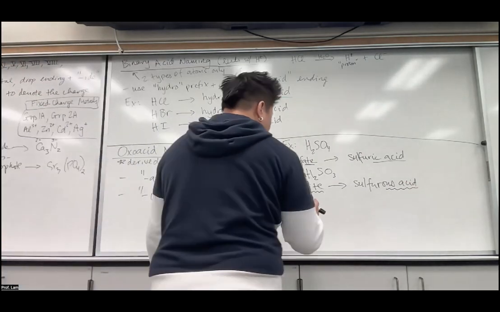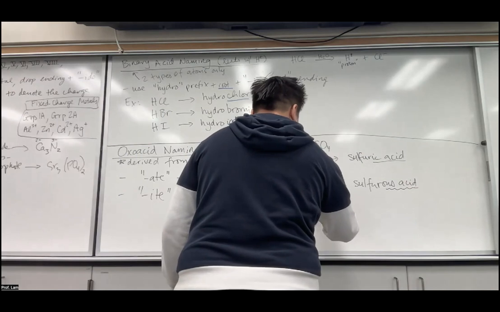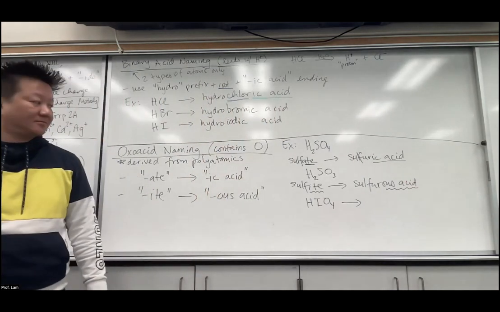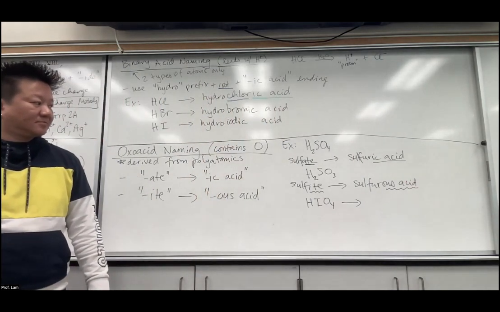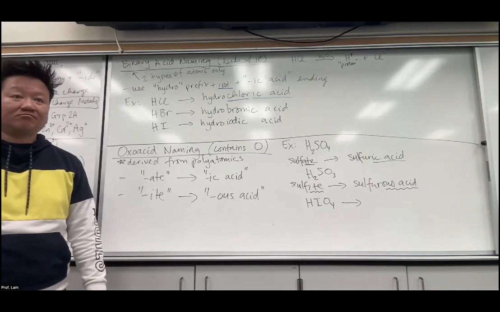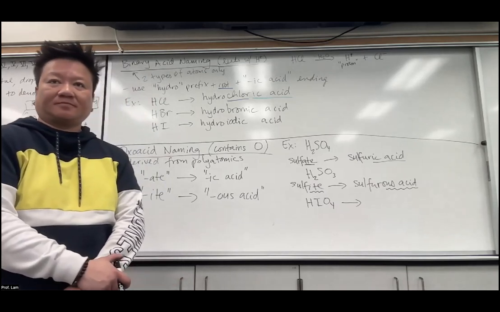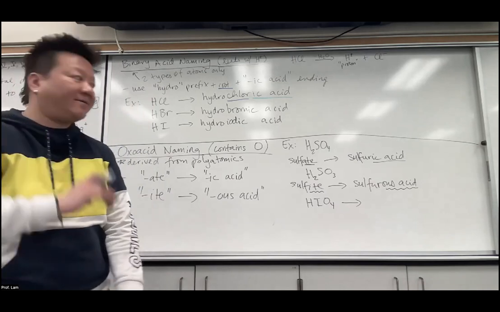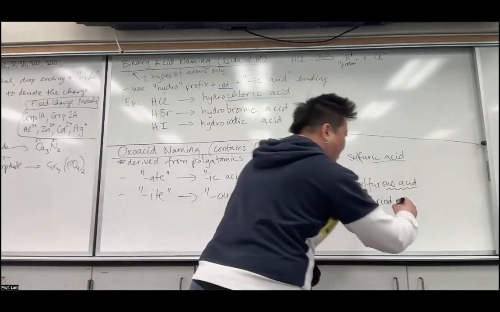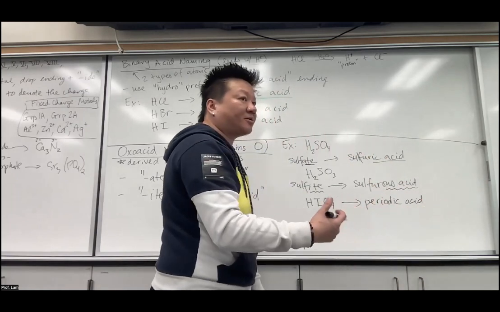Okay. So even when you're doing something like HIO4, name that. What is the polyatomic? Periodate. Very good. So it will be what? Per-iod. Get rid of the ate and replace it with ic acid. Periodate becomes periodic acid, right?